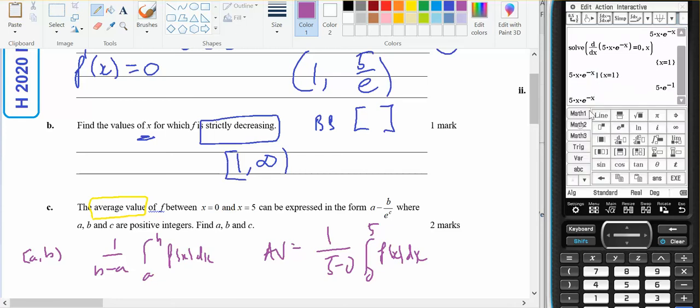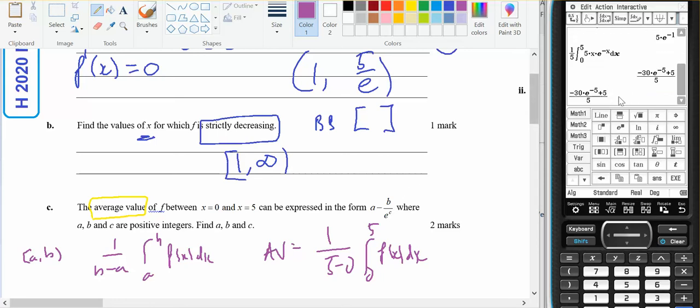So if I take this, I put it into a new line, and I bring up my keyboard, and I do the integral from 0 to 5 with respect to x. And right at the front, fraction 1 over 5 minus 0 is 5. And there's my answer. It's got to be in this form.